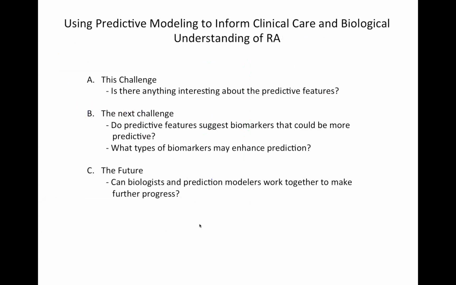If you look at B and C, the next challenge here is, do predictive features suggest biomarkers that could be more predictive? What types of biomarkers may enhance prediction? And then the future ultimately would be, can biologists and prediction modelers somehow work together to make better progress in terms of tackling this complex and important clinical phenotype? So next slide.